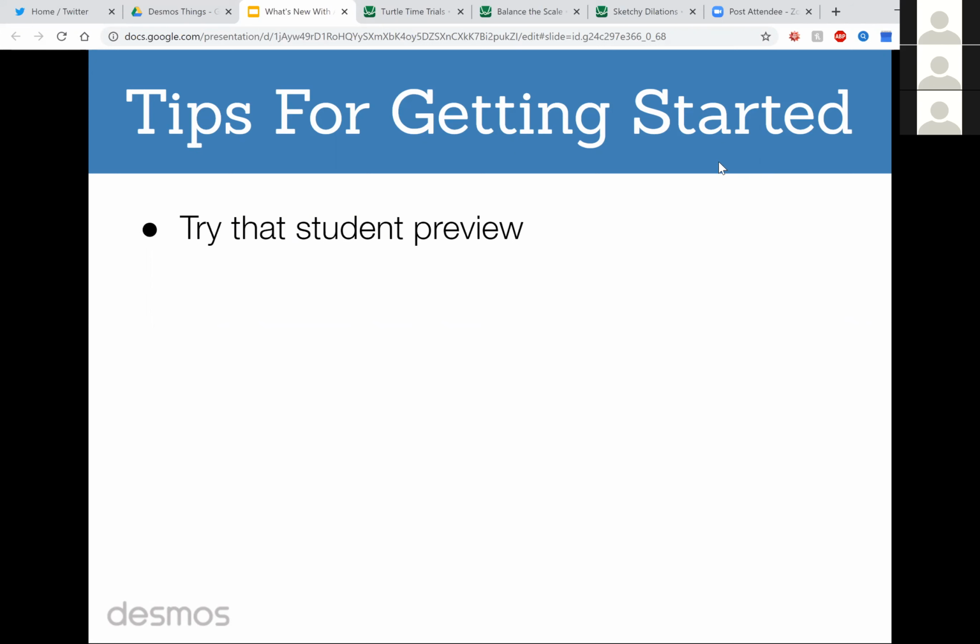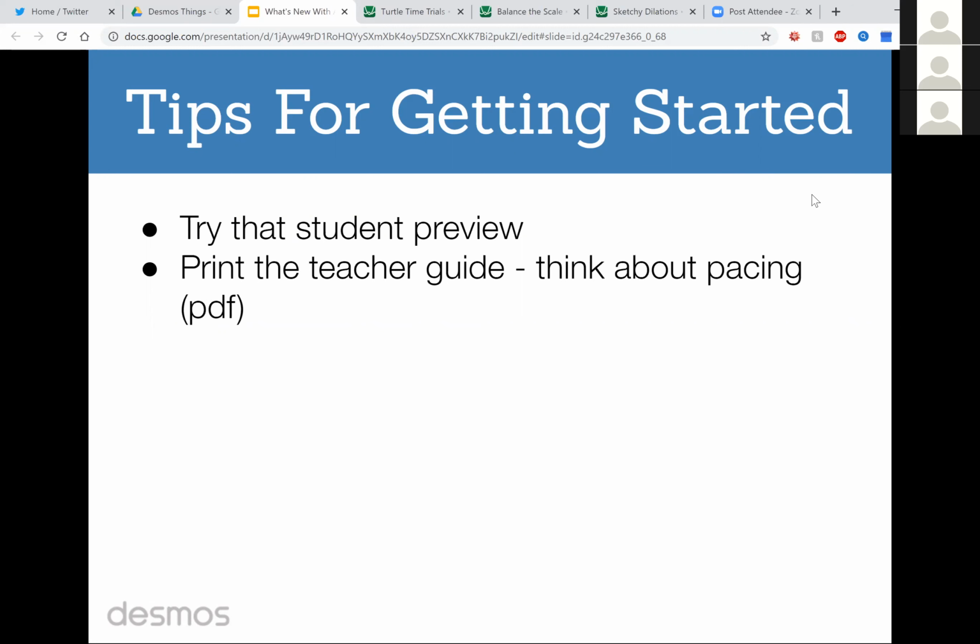Don't treat it like a teacher that gets everything right and knows all the answers. Think about the interesting ways that students might get it right or wrong, or where you might be able to leverage conversation. Also, print the teacher guide. When you go to an activity on the top right, you will see a place where you can print or save the teacher guide. It will give you tips and tricks and the suggested teacher moves.